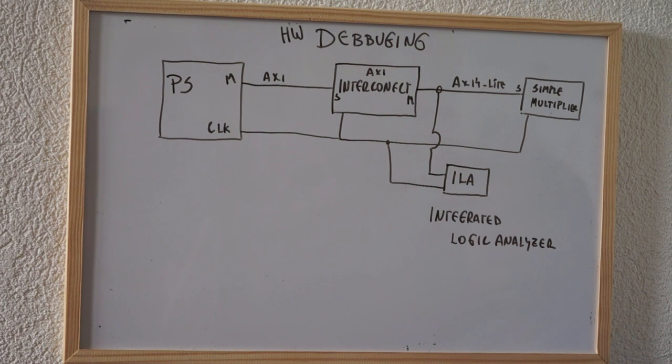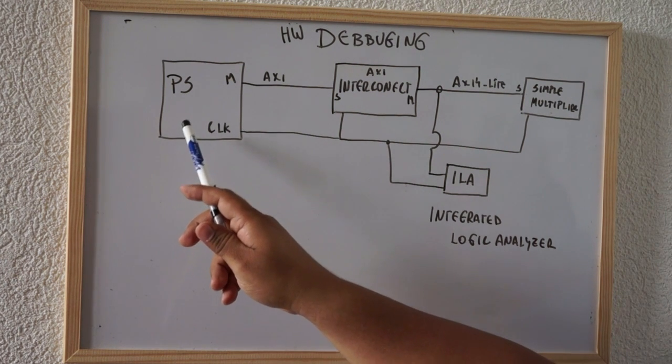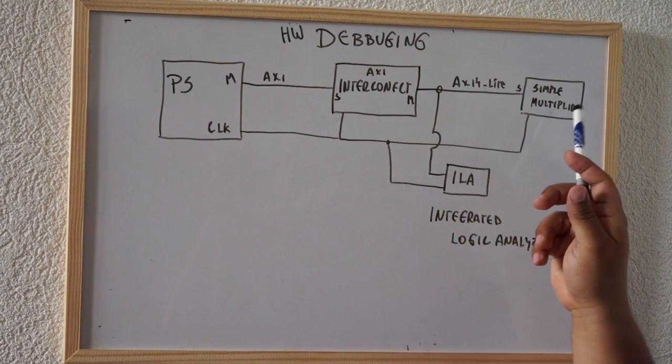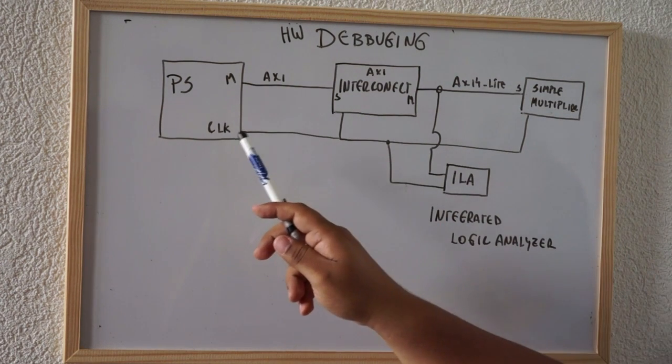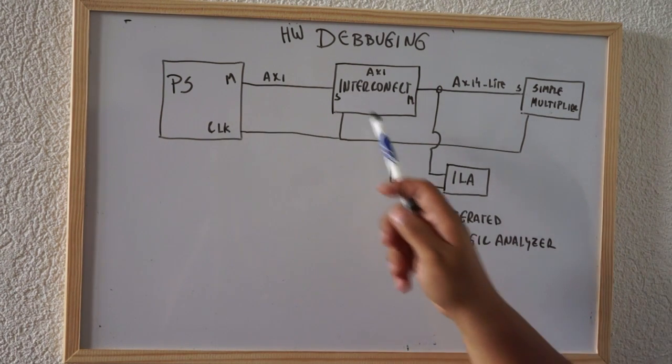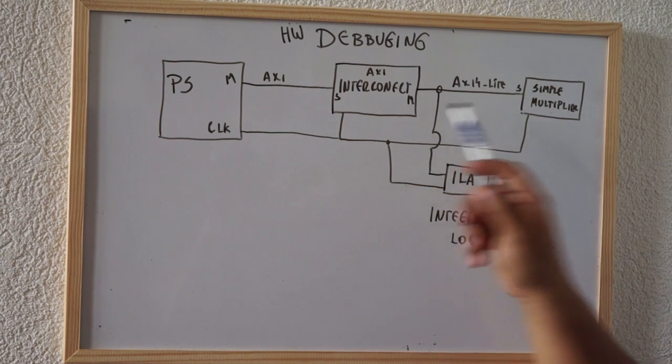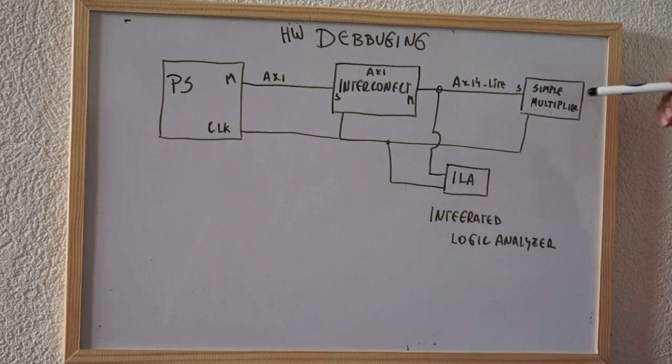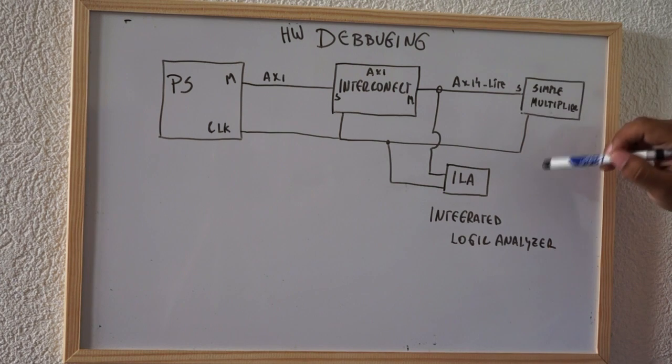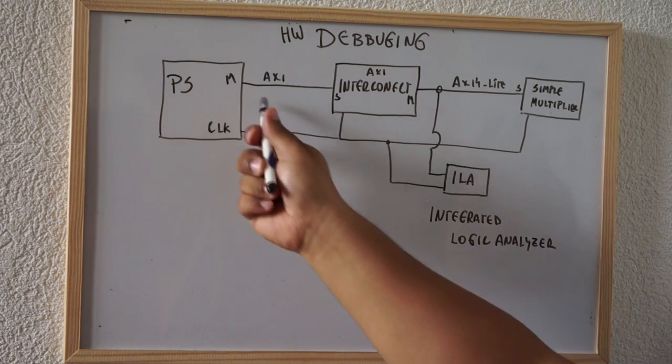Okay guys, just to recapitulate what you saw in the previous video. We have a multiplier. We created in Verilog a simple core just to multiply two numbers, and we connect the PS part, I mean the ARM part, with the simple multiplier. By default, Vivado creates an AXI interconnect to allow more than one AXI-Lite or AXI-4 core to be connected to the same channel.